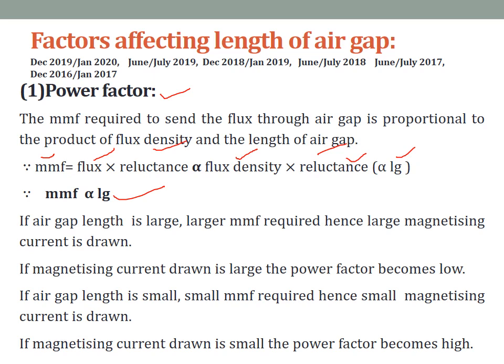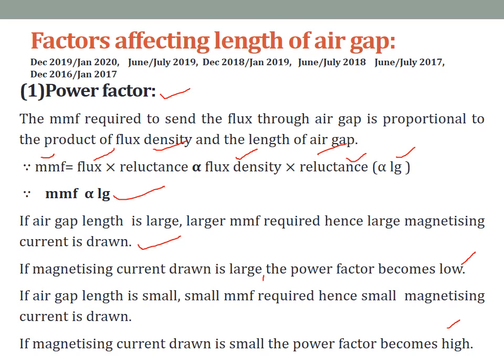If air gap length is large, more MMF, more magnetomotive force, is required. So if air gap length is large, larger MMF is required, hence larger magnetizing current is drawn. If magnetizing current drawn is large, the power factor becomes low. If the air gap length is small, small MMF is required, hence small magnetizing current is drawn. If magnetizing current drawn is small, the power factor will become high.